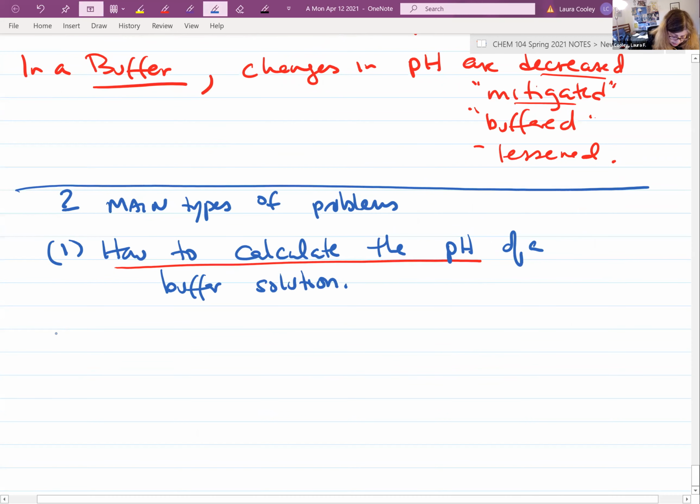And the second one is how to calculate the pH when a small amount of strong acid or strong base is added to that buffer.